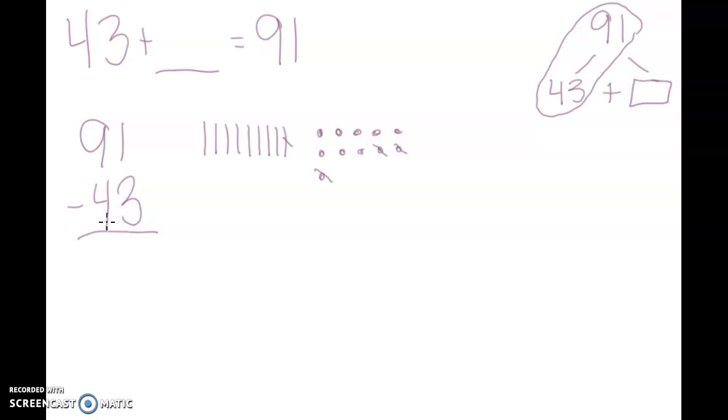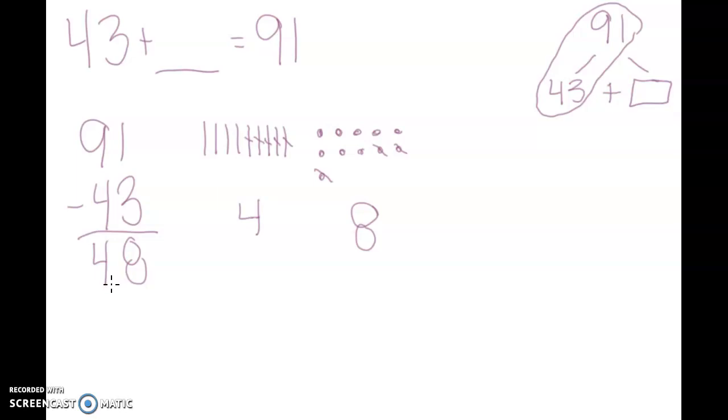So we move on to our tens. How many tens do we need to take away? 4. So go ahead and cross off 4. 1, 2, 3, 4. Now what do we do with what's left? We count them up. So I have 1, 2, 3, 4, 5, 6, 7, 8, 8 ones and 4 tens. So my answer is 48. So our missing part is 48.